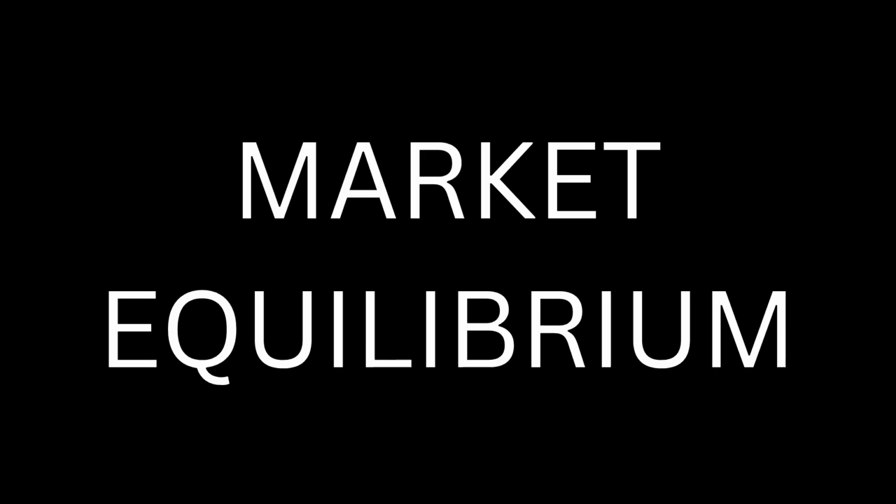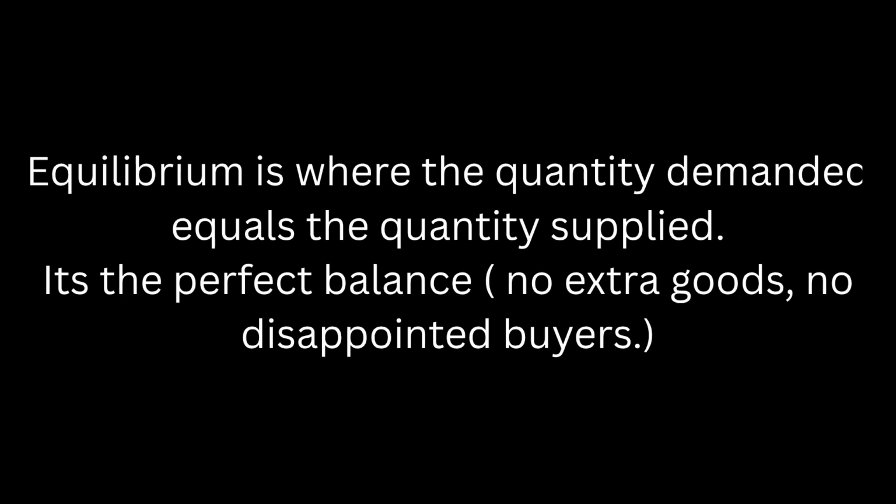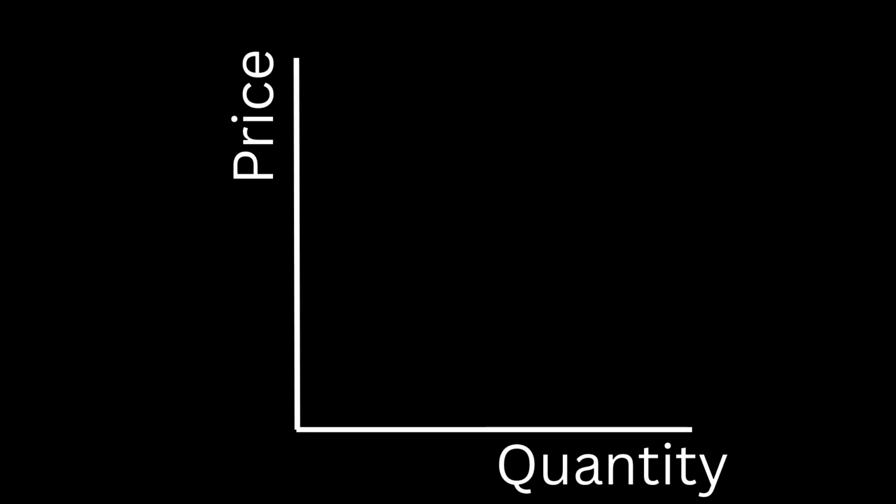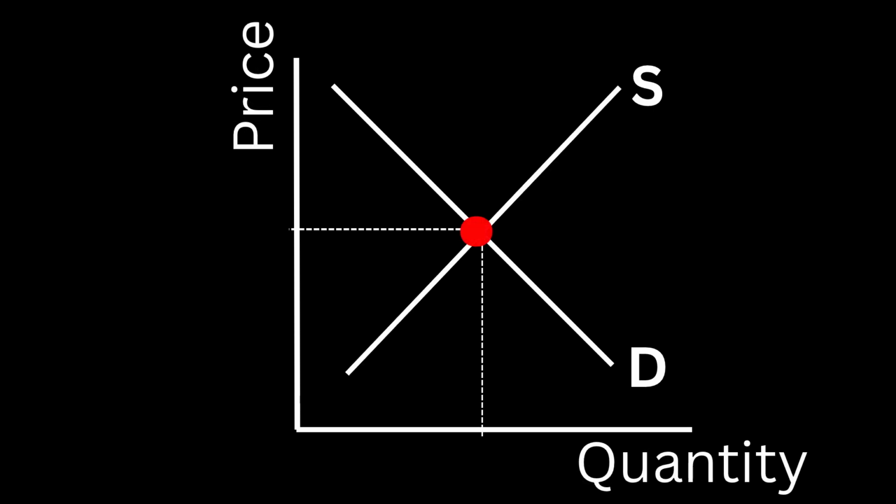And now we finally come to the market equilibrium. Equilibrium is where the quantity demanded equals the quantity supplied. It's the perfect balance with no extra goods and no disappointed buyers. On the graph, this is where the demand and supply curves intersect. This gives us the equilibrium price and equilibrium quantity. At this point, the market is balanced. The price is just right, and the amount buyers want equals the amount that sellers are willing to provide.